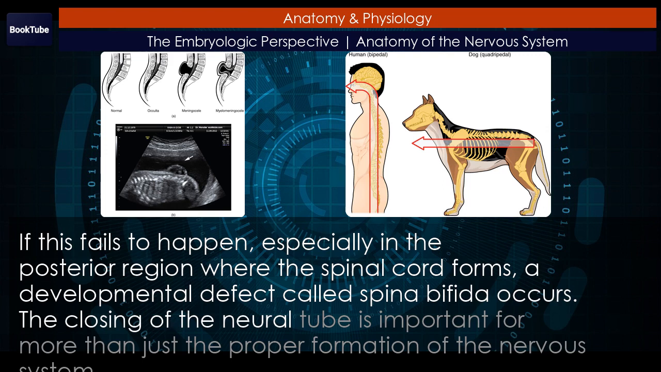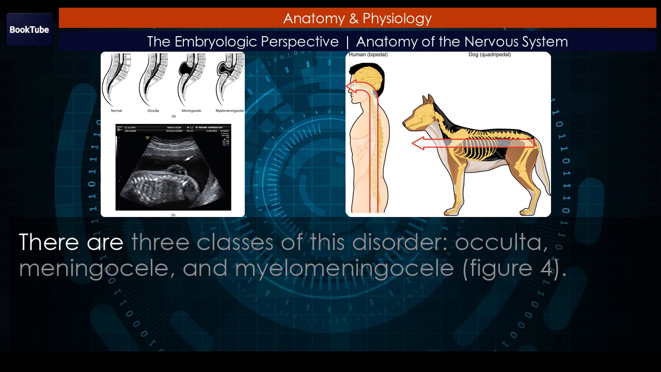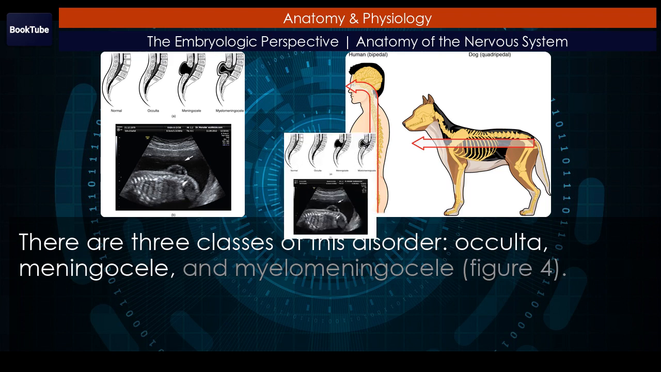The closing of the neural tube is important for more than just the proper formation of the nervous system. The surrounding tissues are dependent on the correct development of the tube. The connective tissues surrounding the CNS can be involved as well. There are three classes of this disorder: occulta, meningocele, and myelomeningocele.